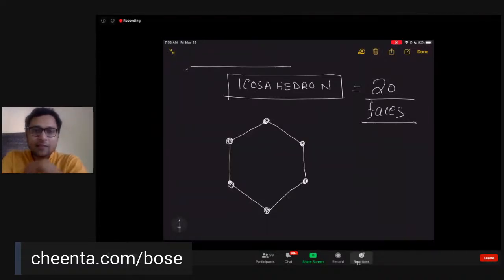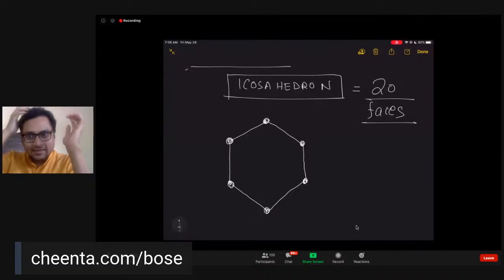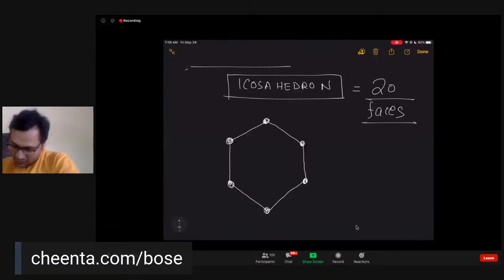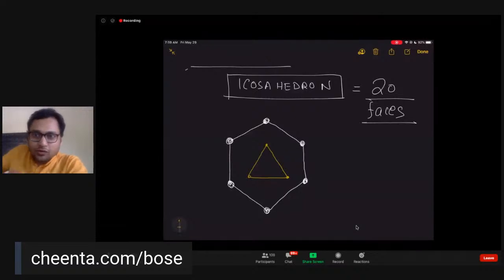I want all of you to draw this picture in your notebook. If you don't draw it, you won't be able to appreciate what's going on. So you have this hexagon and you draw a triangle in the middle of the hexagon. I see Dibyo Broto is showing me the picture, which is nice. Very good.